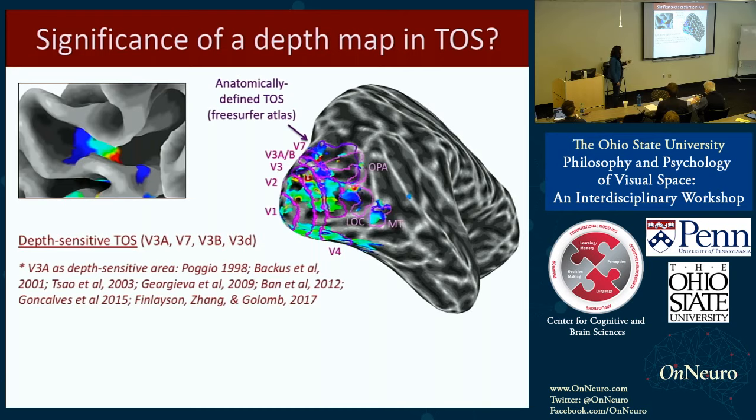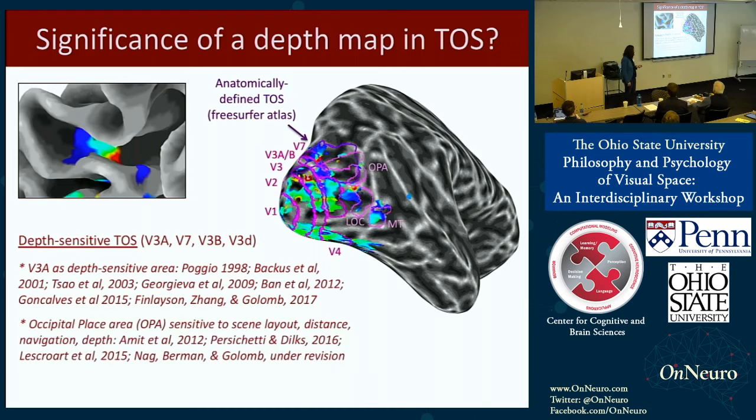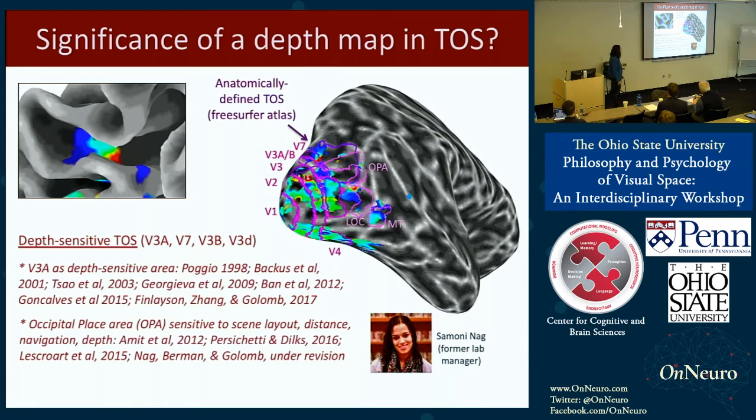This area is also near some category selective visual areas. In particular, it's in pretty close vicinity to an area that is known to be sensitive to scene stimuli called the occipital place area. The occipital place area responds really highly when people view scenes, in particular scene layout and navigation. A few recent studies have looked at the role of distance in a scene, and OPA also responds there. And we have a recent study in my lab that's been looking at OPA for these depth cues as well, and it seems pretty interesting.